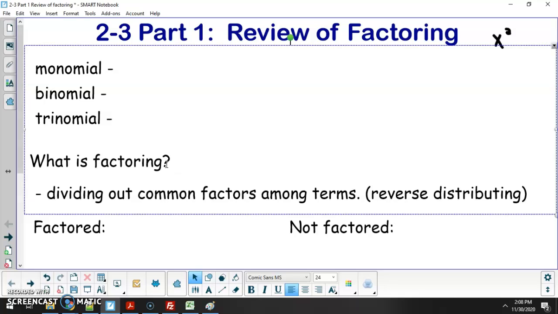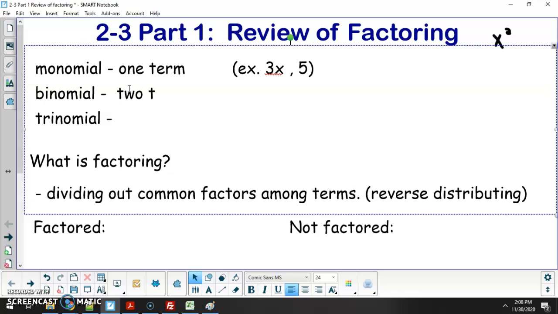Remember, you foiled binomials times binomials. Well, it's really unfoiling if it's a trinomial. So part of factoring is dividing out monomials, and monomials are simply one term that several terms have in common. For example, 3x might be a monomial, or simply 5 could be a monomial.